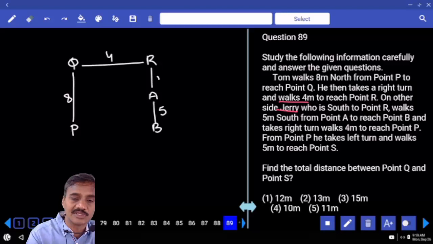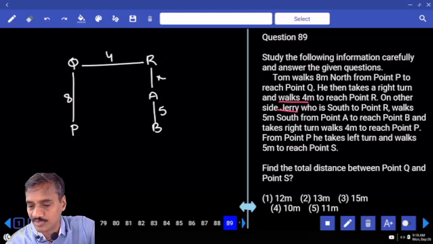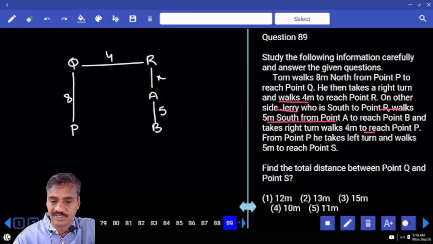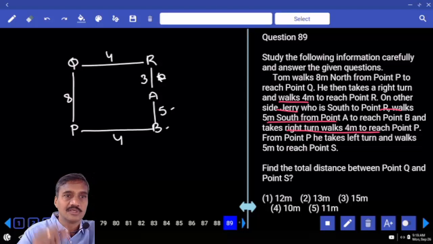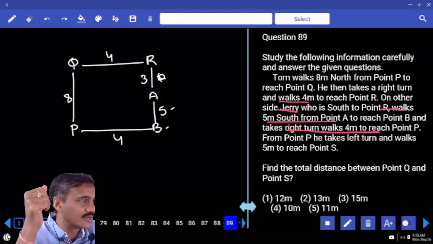The initial direction and distance we do not know. Jerry walks 5 meters south from point A to reach point B and takes a right turn, walks 4 meters. From here the distance is 5, so this should be 3. Does it fit? A is to the south of R. Jerry at point A walks 5 meters towards south, then turns to his right hand side and reaches point P.